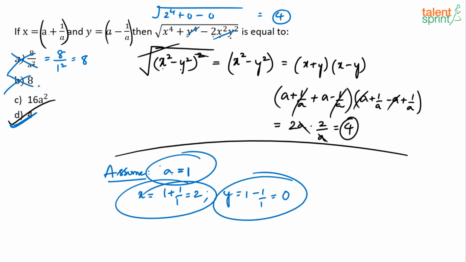Option B definitely cannot be the answer because it is numerically 8, equal to 8 given there. 16a square is what? 16 into 1, which is 16. This also is not equal to 4. So option D has to be the answer.